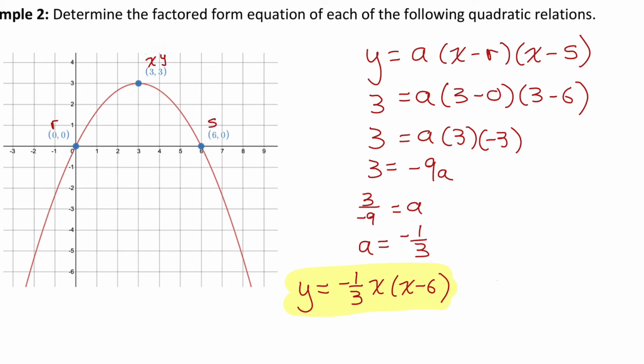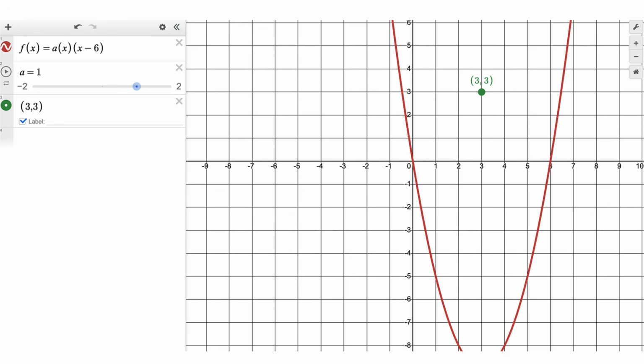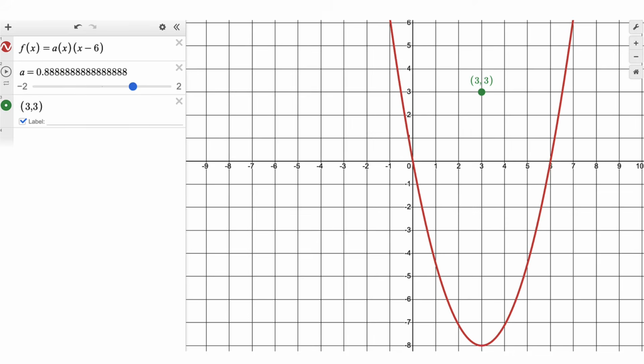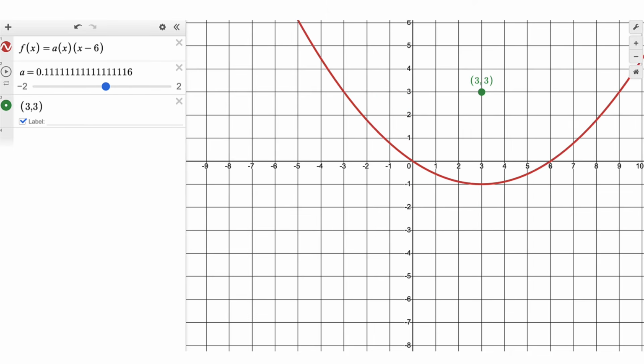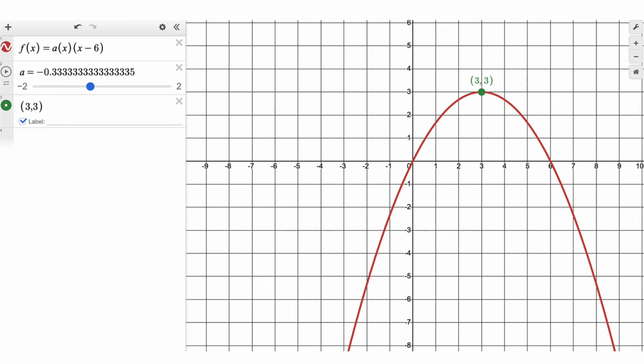So let me go into Desmos to show you why we had to solve for that value of a. So here's a parabola with x-intercepts at 0 and 6 with an a value of 1. Notice it doesn't go through that point (3, 3). But changing the a value, notice it doesn't change the x-intercepts of the parabola. But it can make it go through that point (3, 3) if we make the a value, as you can see, -1/3, which is what we calculated in the question.